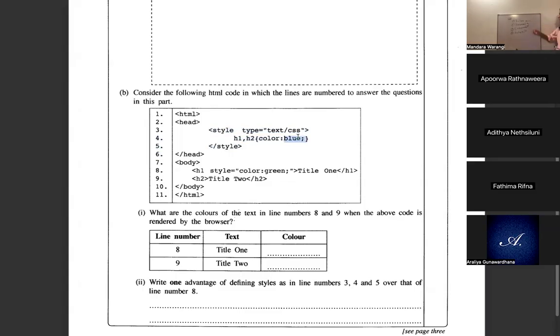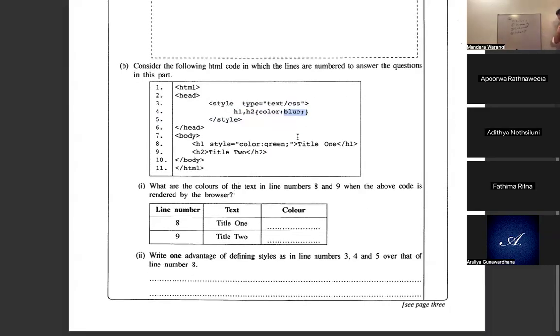So, please write down these priority levels. Just take down a note on this, or a screenshot, and then we can go to the next one.